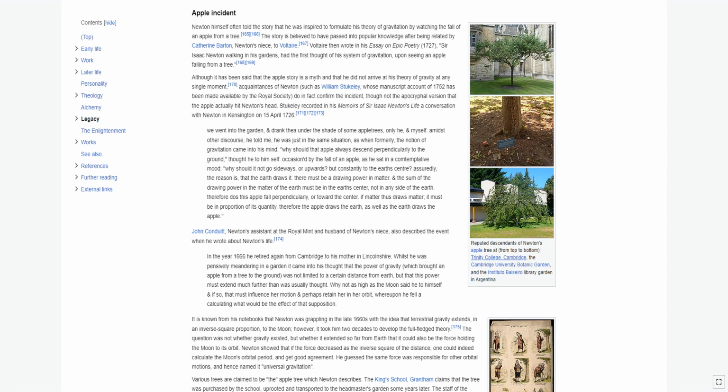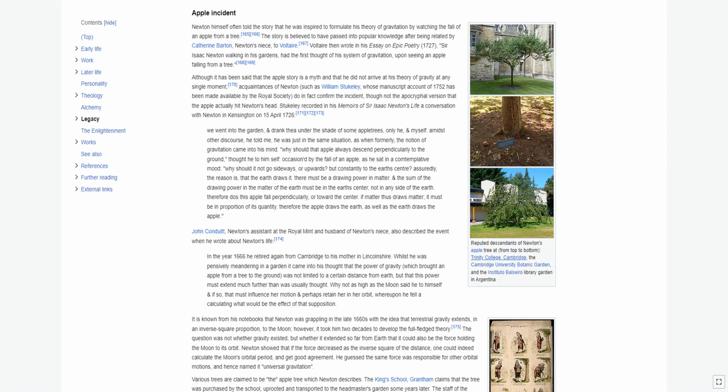John Conduitt, Newton's assistant at the Royal Mint, and husband of Newton's niece, also described the event when he wrote about Newton's life. "In the year 1666 he retired again from Cambridge to his mother in Lincolnshire. Whilst he was pensively meandering in a garden, it came into his thought that the power of gravity, which brought an apple from a tree to the ground, was not limited to a certain distance from Earth, but that this power must extend much further than was usually thought. Why not as high as the moon, said he to himself, and if so, that must influence her motion, and perhaps retain her in her orbit. Whereupon he fell a calculating what would be the effect of that supposition."